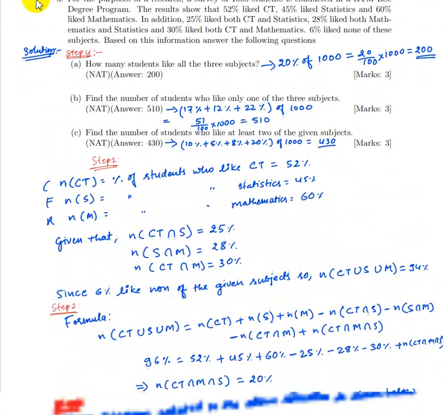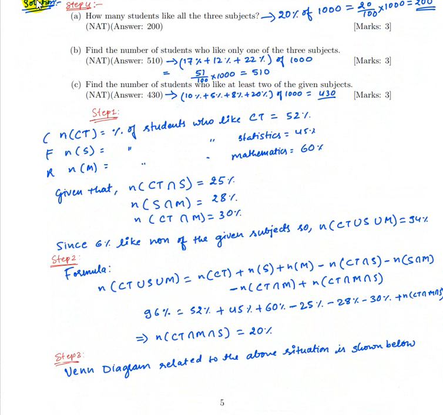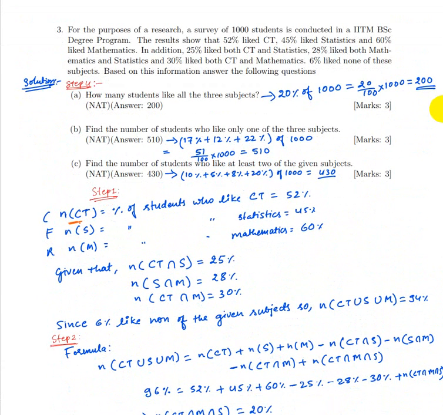So what do we have in our question? The number of students who like CT is 52%, who like statistics is 45%, and who like mathematics is 60%. It is also given that the number of students who like both CT and statistics is 25%. We use this set operation called intersection, which generally denotes 'and' if we put it into words.